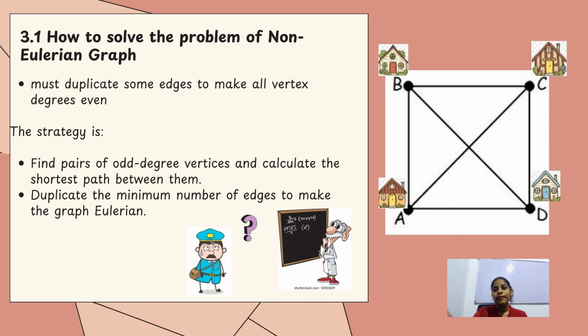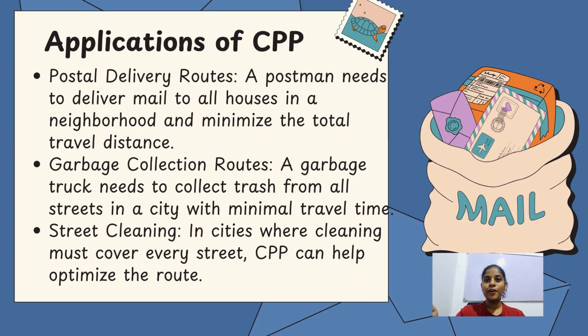Finally, Mr. Lee found the best route, and today Eulerian graph theory is used in real-world applications also. Understanding Eulerian paths and circuits allows us to solve problems in logistics, urban planning, and even DNA sequencing. So finally we are talking about some of the applications. We already have discussed some.